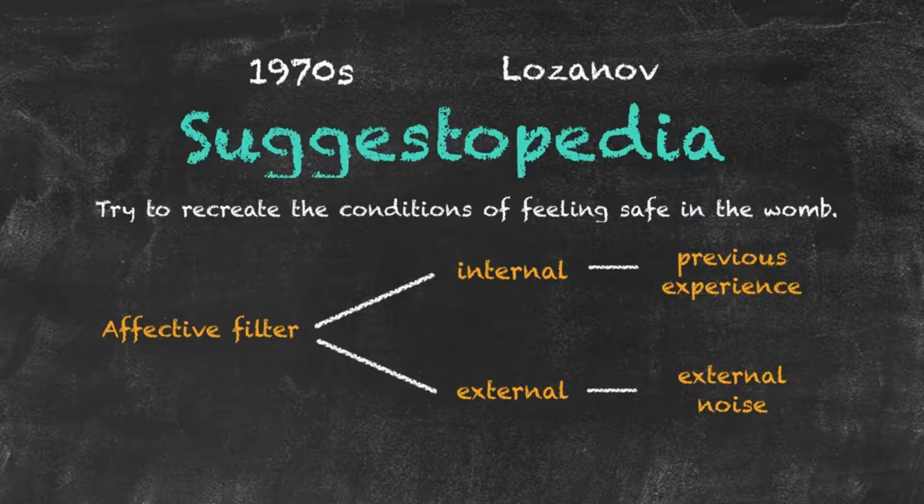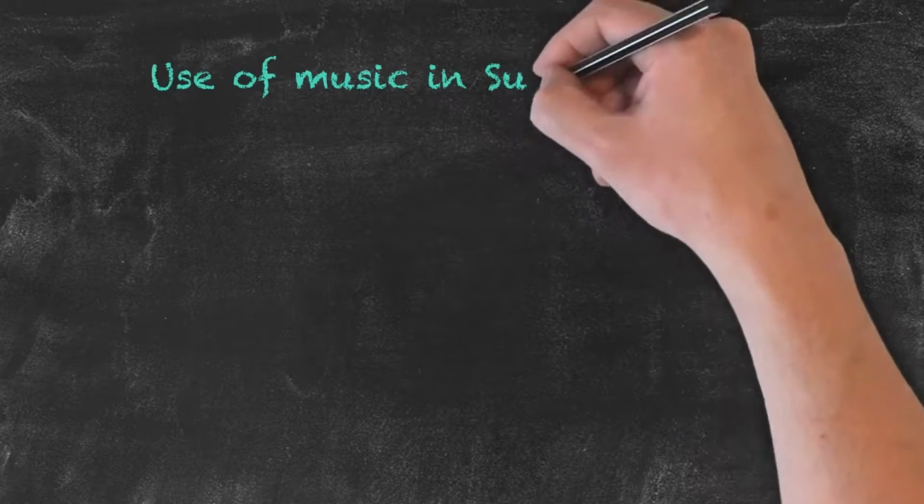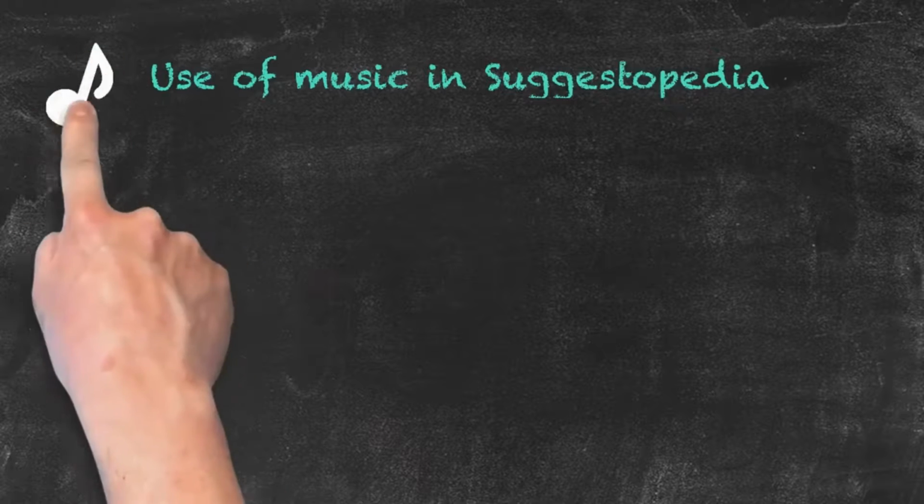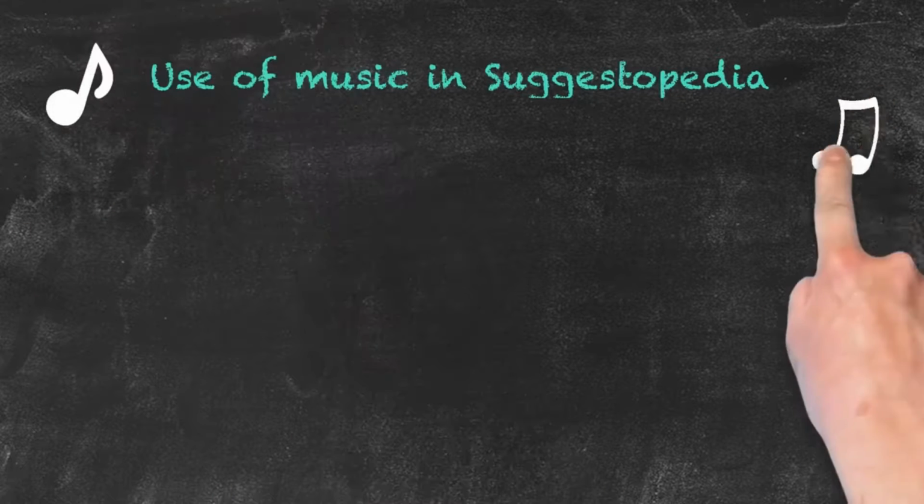So how do we actually go about teaching in this situation? Well, what we try to do is, first of all, reduce the affective filter through the internal and external factors down to its lowest value. So our students are made to feel comfortable, first of all, and then we have the use of music. The use of music in Suggestopedia is in different forms depending on which part of the lesson that we're in.